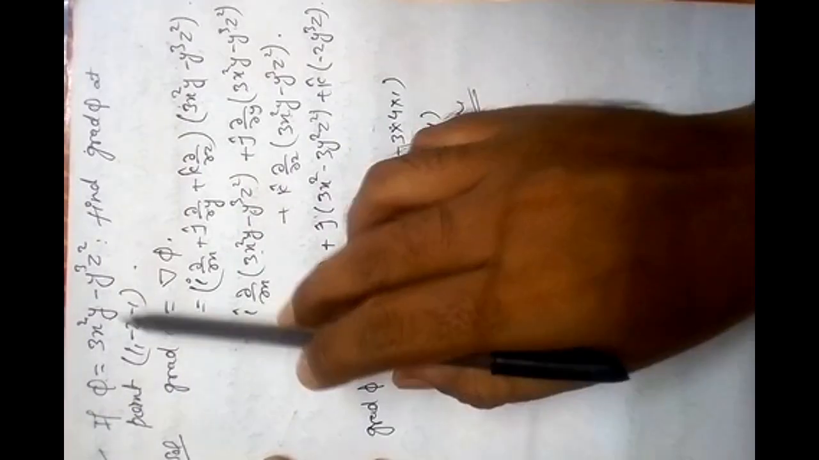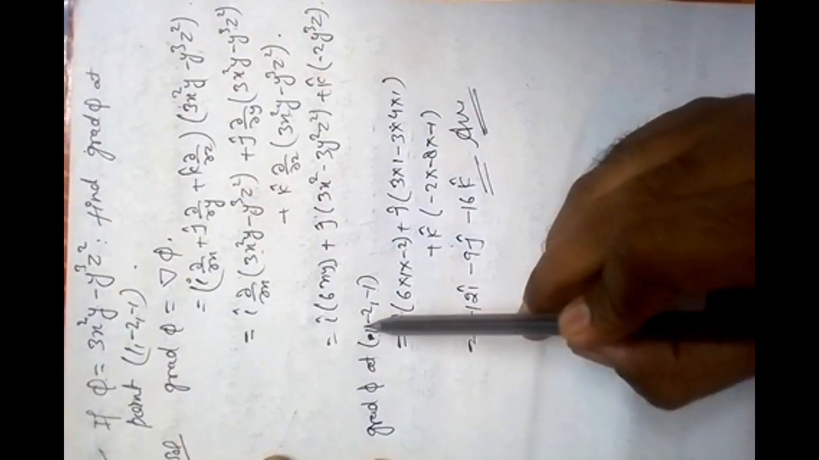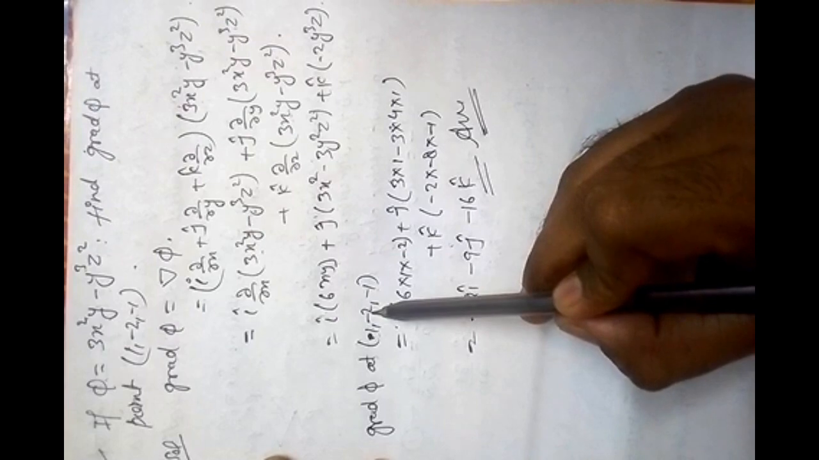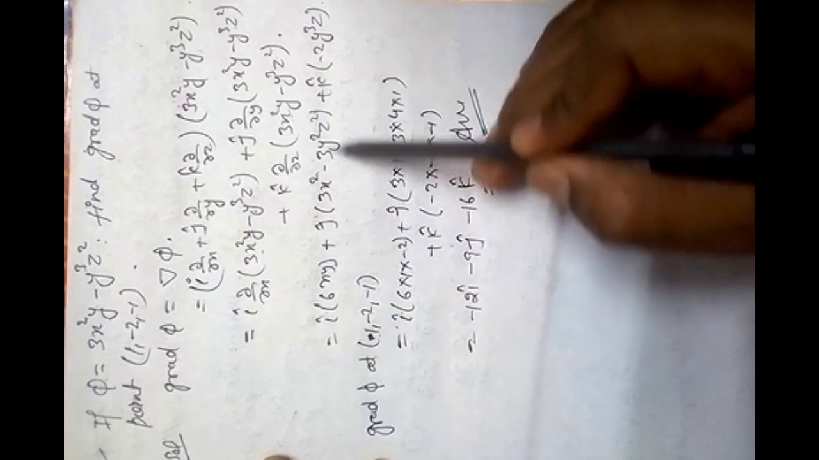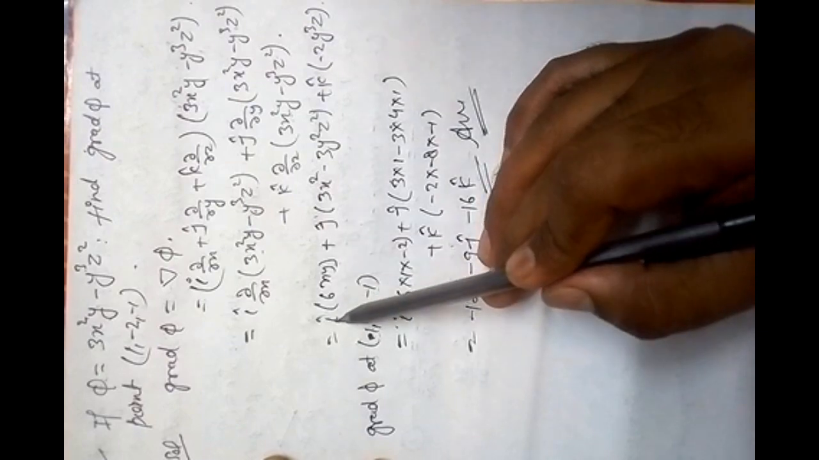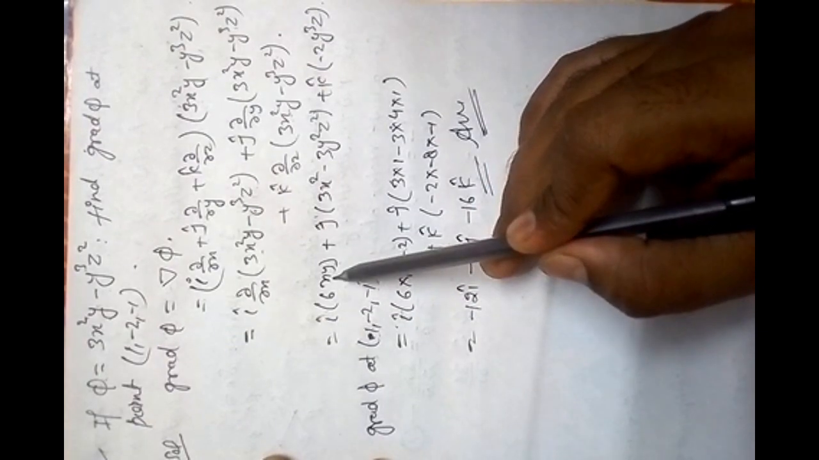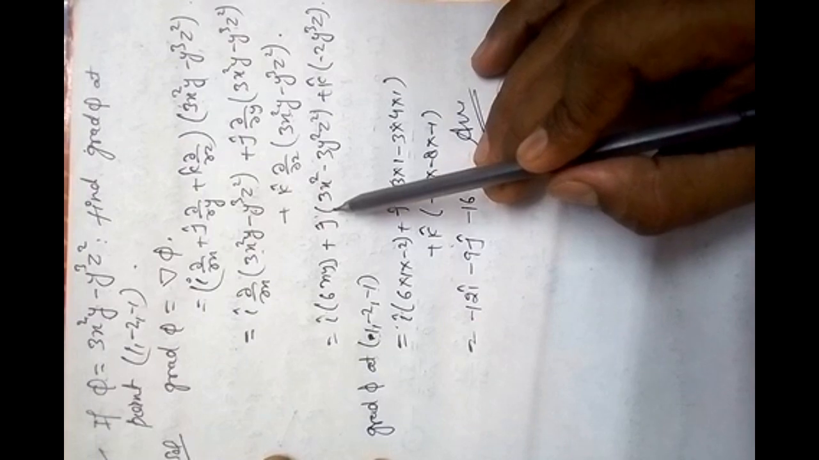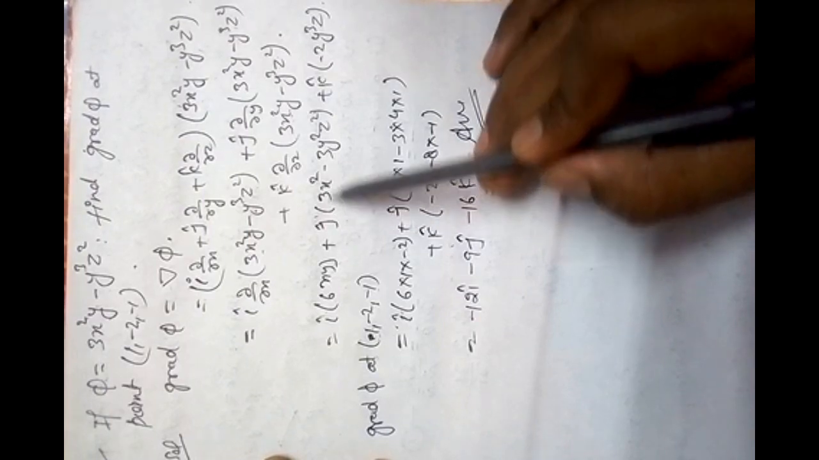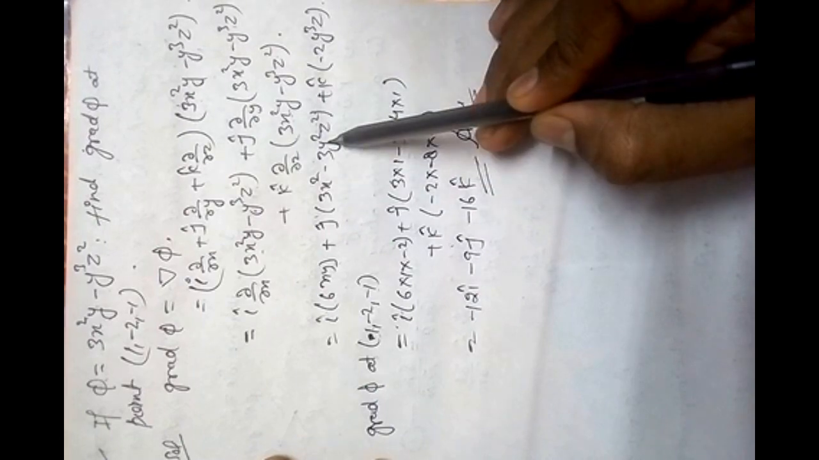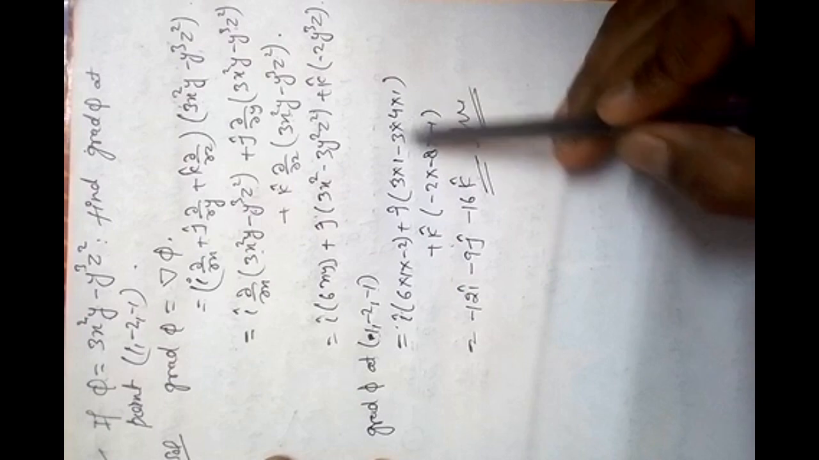Okay, we find the gradient phi at the point 1 comma minus 2 comma minus 1, that means the value of x becomes 1, y becomes minus 2 and z becomes minus 1. Put these values in this function, then we get i into 6 into 1 into minus 2, and so on. Calculate these terms.